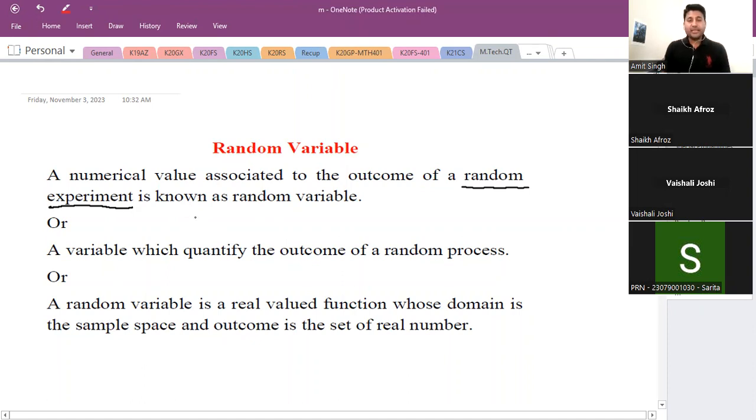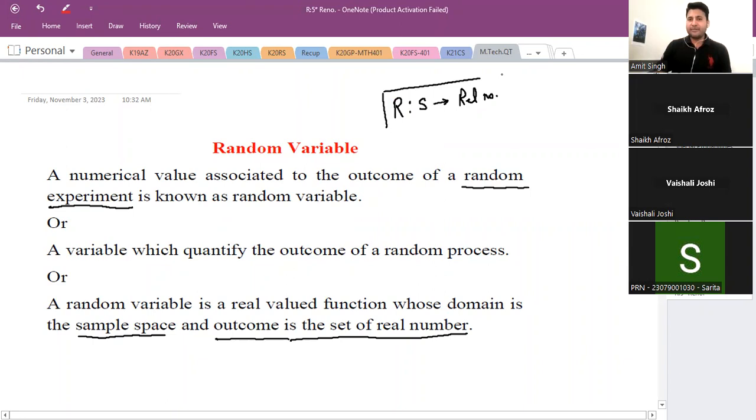And what is a random variable? A random variable is quantifying the random output of the experiment. So we can say it is a real valued function whose domain is the sample space, and whose outcome is from the set of real numbers. If I denote it as R, R stands for random variable. It is a function whose input, that is the domain, is the sample space and output is a real number. This function we call a random variable.